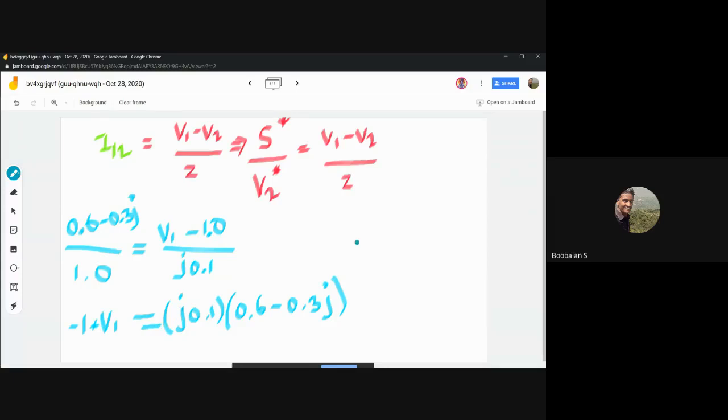Make it fast. What is the final value for V1? Anyone just tell me. Make it fast. Anyone just tell me the V1 value? Simplify it, that's all.